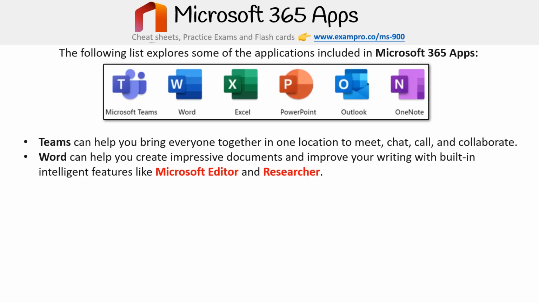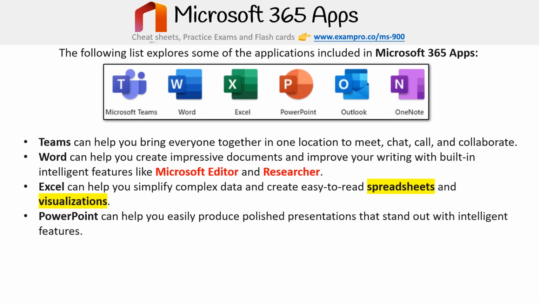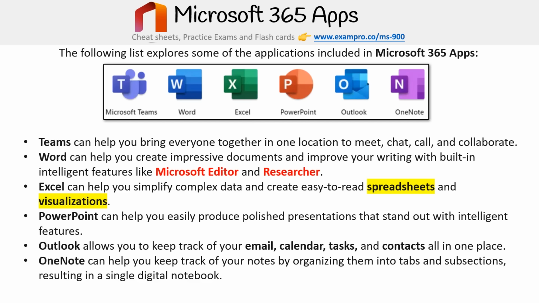Word can help you create impressive documents and improve your writing with built-in intelligent features like Microsoft Editor and Researcher. Excel can help you simplify complex data and create easy-to-read spreadsheets and visualizations. PowerPoint can help you easily produce polished presentations that stand out with intelligent features like Presenter Coach and PowerPoint Designer. Outlook allows you to keep track of your email, calendar, tasks, and contacts all in one place. OneNote can help you keep track of your notes by organizing them into tabs and subsections, resulting in a single digital notebook. So that's the overview of Microsoft 365 apps.